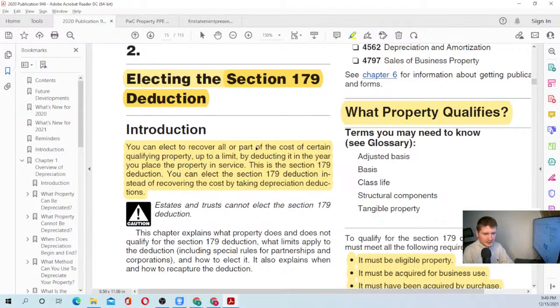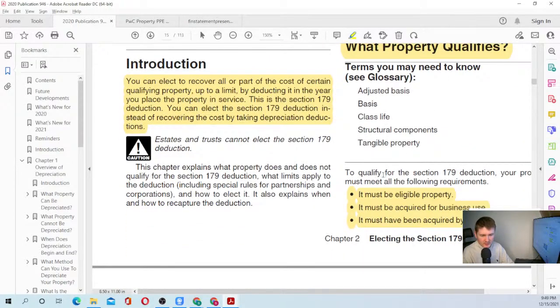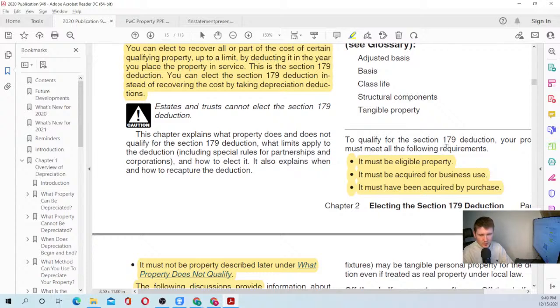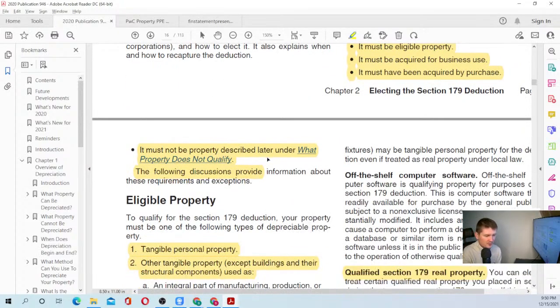So let's see the details, when we can do that. What property qualifies? To qualify, we need to meet the following requirements. It must be eligible property. It must be acquired for business use. It must have been acquired by purchase. It must not be property described later under what property does not qualify. So: eligible property, acquired for business use, acquired by purchase, not exchange property, not inherited property, only by purchase.